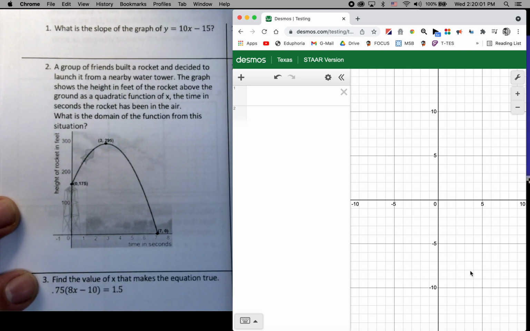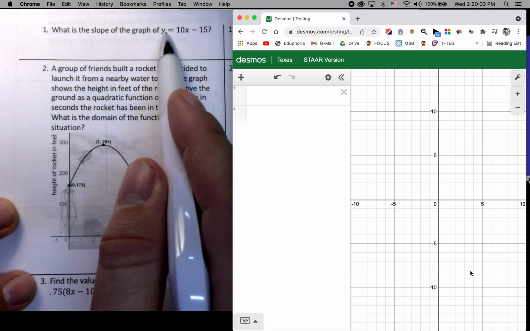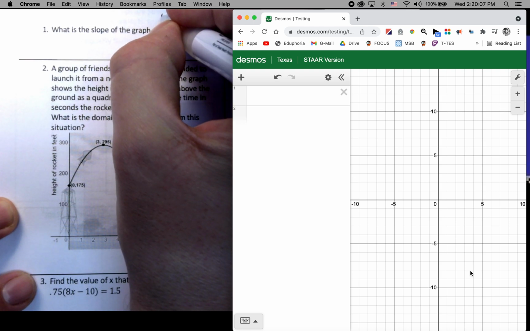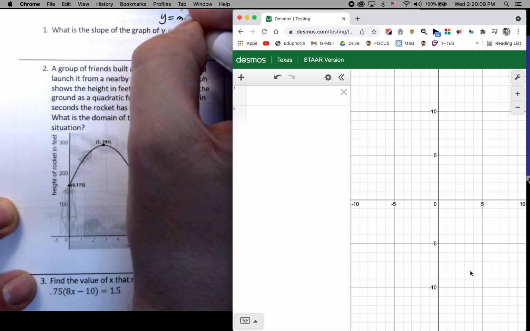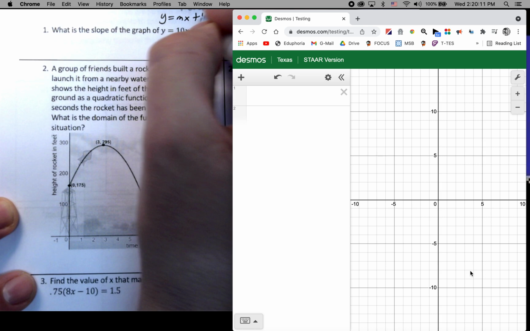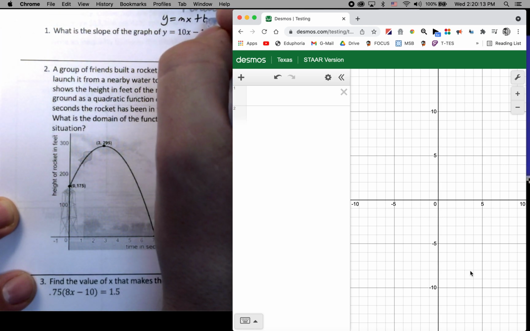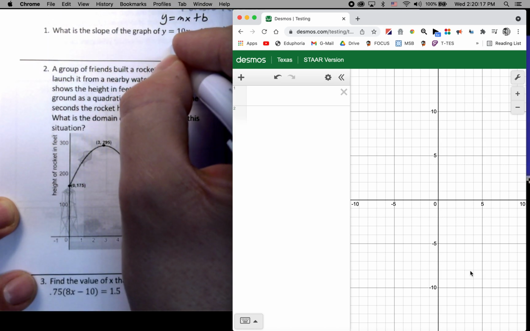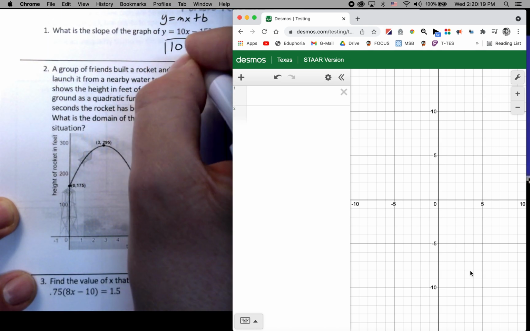All right, question 1 says, what is the slope of the graph y equals 10x minus 15? This equation is already in slope-intercept form, y equals mx plus b, where b is my y-intercept and m is my slope. So the slope of this one would just simply be 10, or 10 over 1.